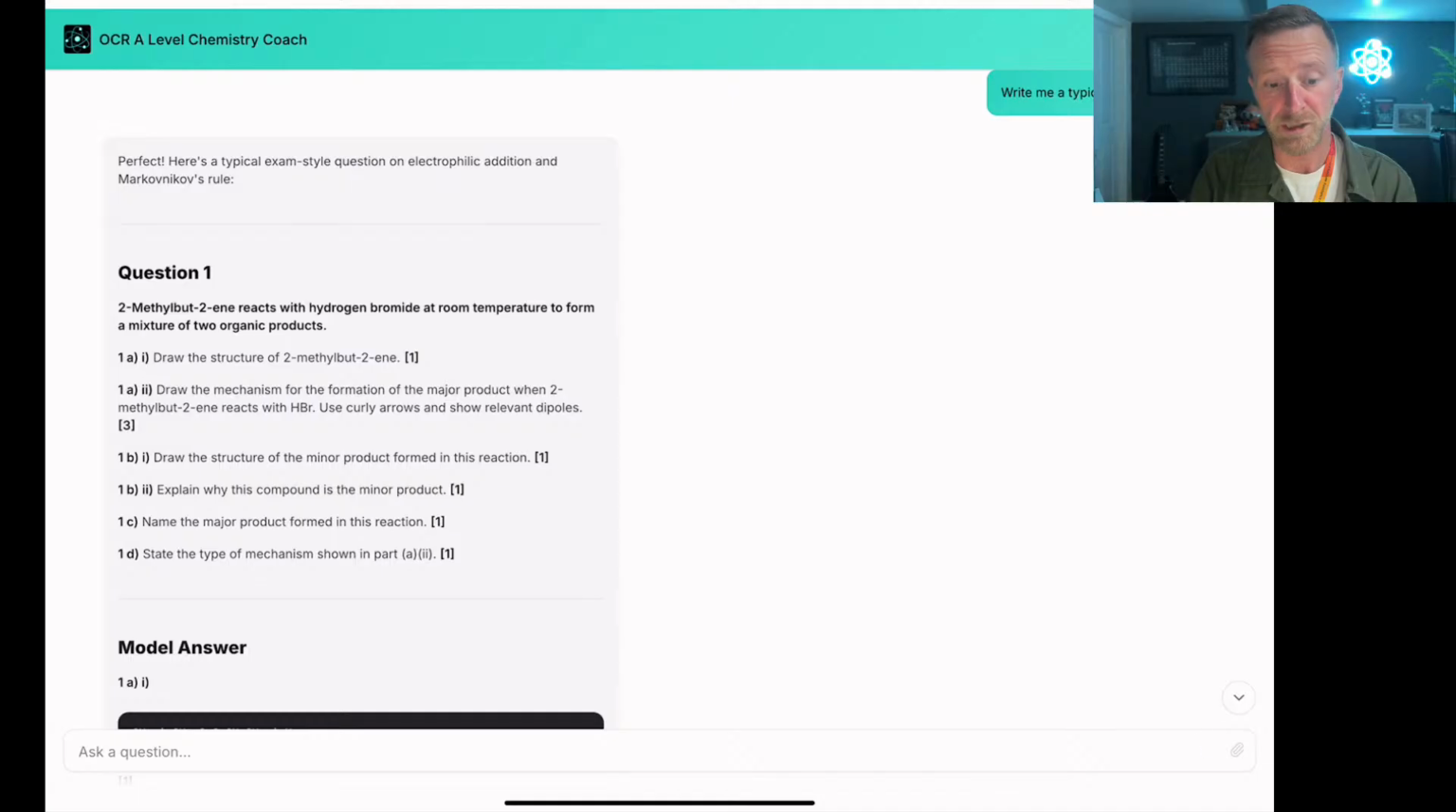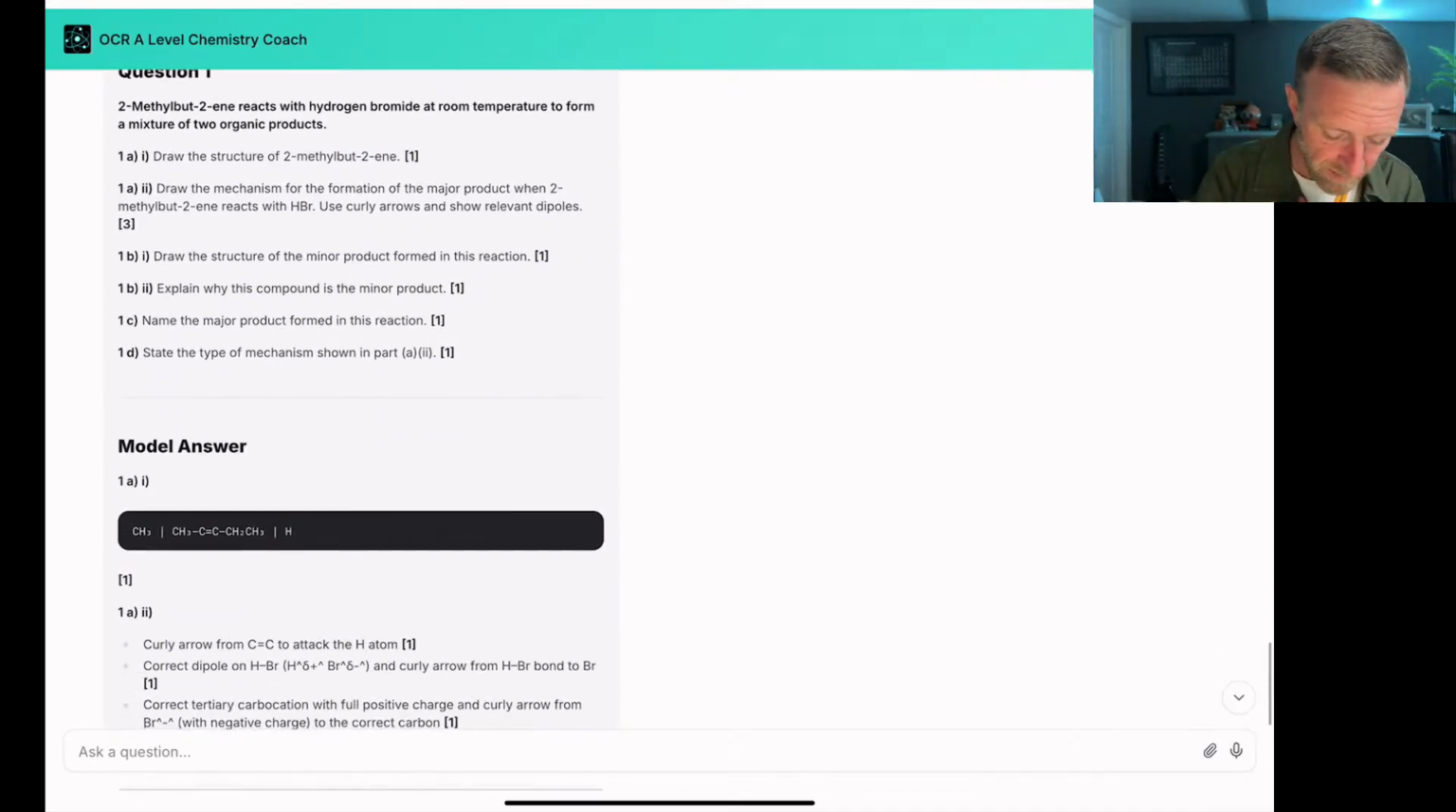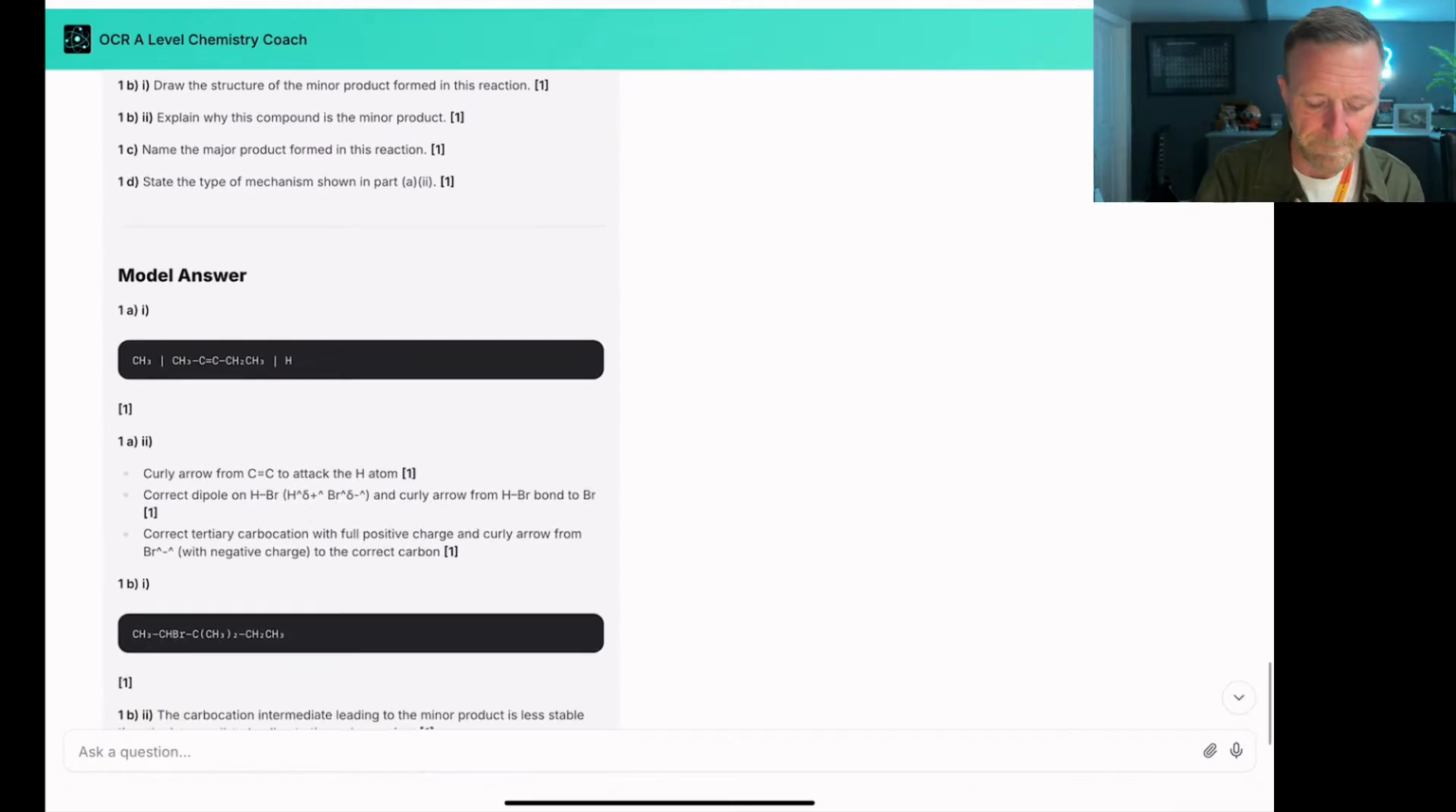Literally laid out like OCR would have it. So 1A part I and II and so on and so forth. And then of course it gives you the model answers there. Now this brings up an important point.